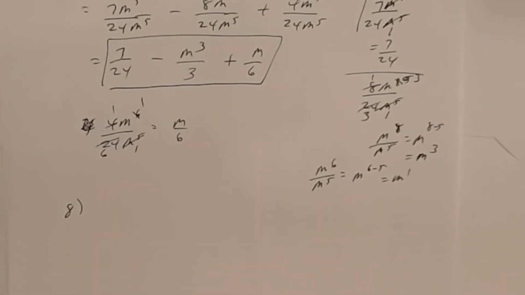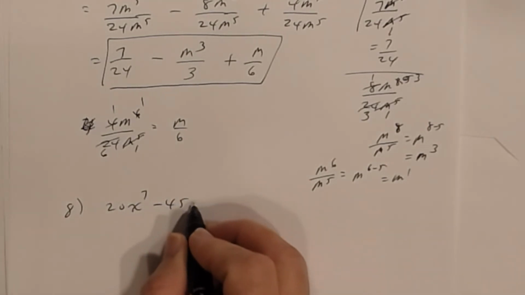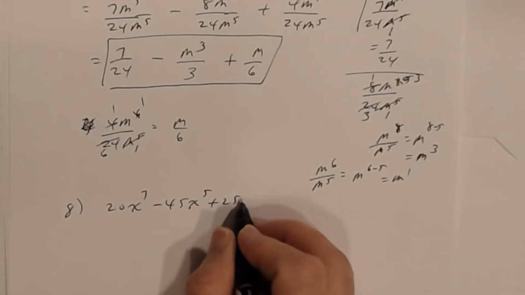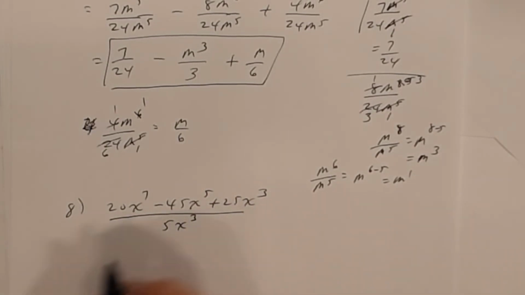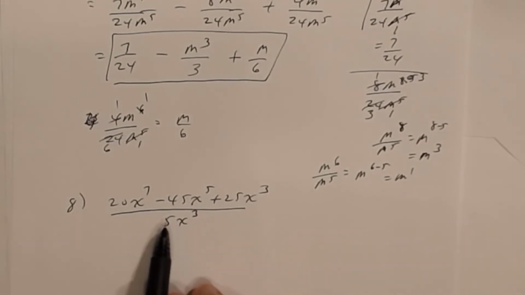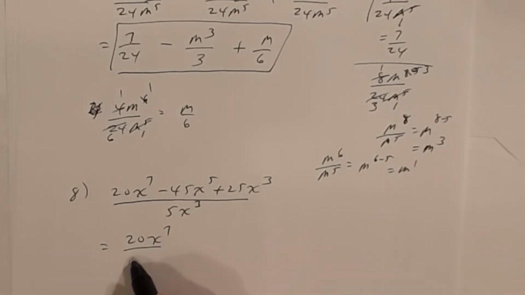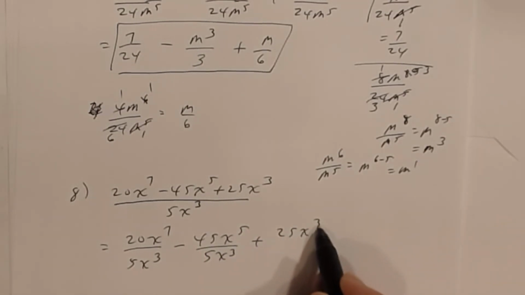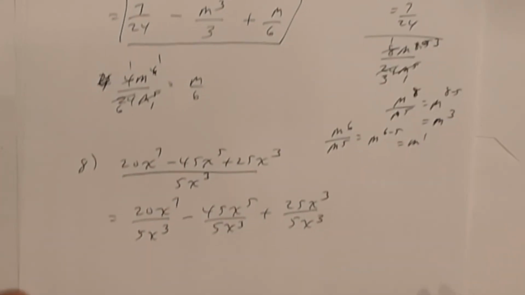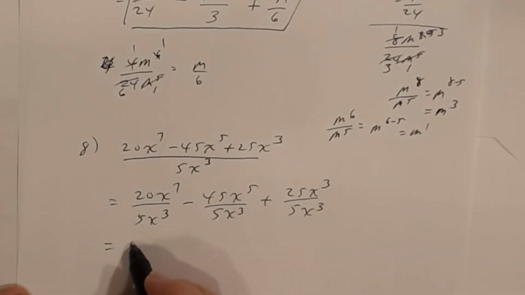All right, number 8. Let's suppose we had 20x to the 7th minus 45x to the 5th plus 25x cubed, divided by 5x cubed. So again, I have a polynomial divided by a monomial, so I'm going to rewrite this as 20x to the 7th divided by 5x cubed minus 45x to the 5th divided by 5x cubed plus 25x cubed divided by 5x cubed. And so 20 divided by 5 is 4, so that's easy.